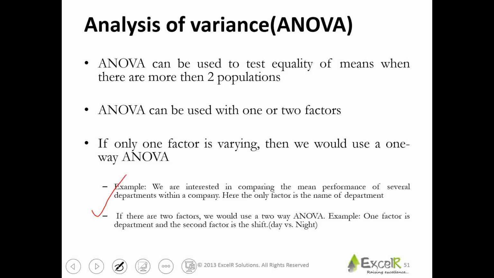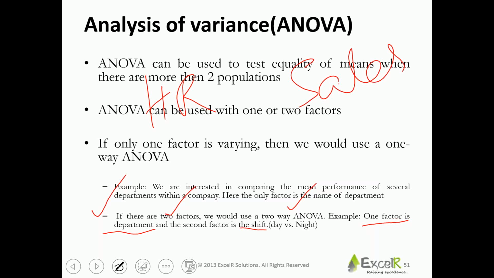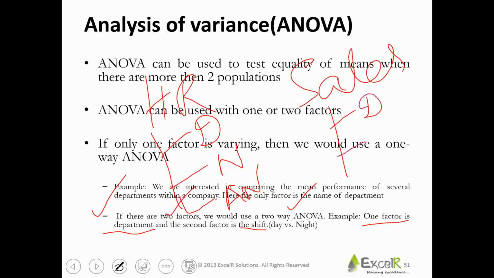Let us look into two-way ANOVA. What is two-way ANOVA, right? You have two factors here. If you have two factors, you use two-way ANOVA. And here is that example. Suppose you're trying to compare the mean performance of several departments based on shifts. So probably you'll have the HR department and the sales department, for example. The HR department works in, say, day shift, night shift, and afternoon shift. Your sales department also works in night, afternoon, and day shifts.